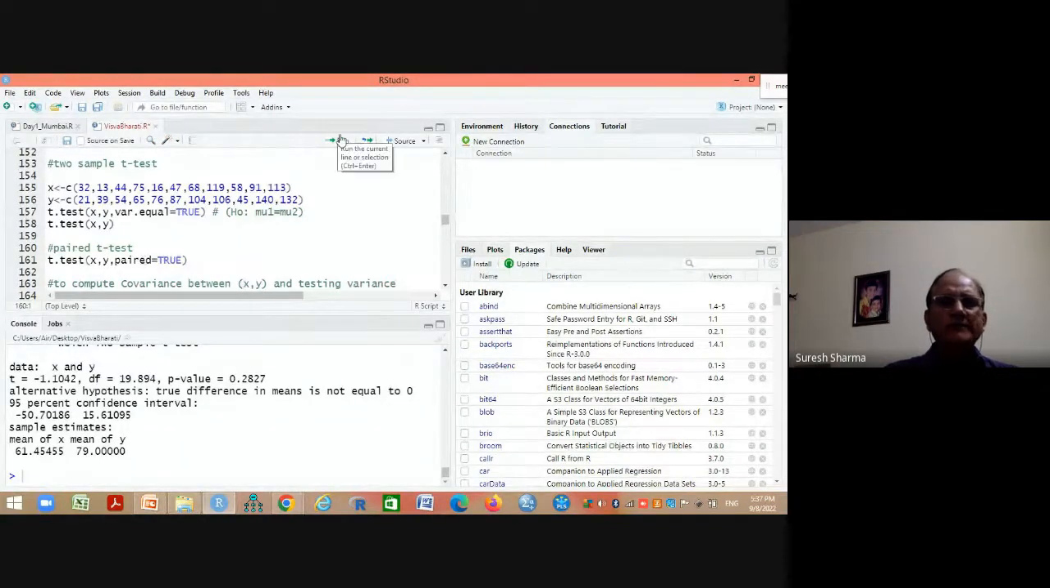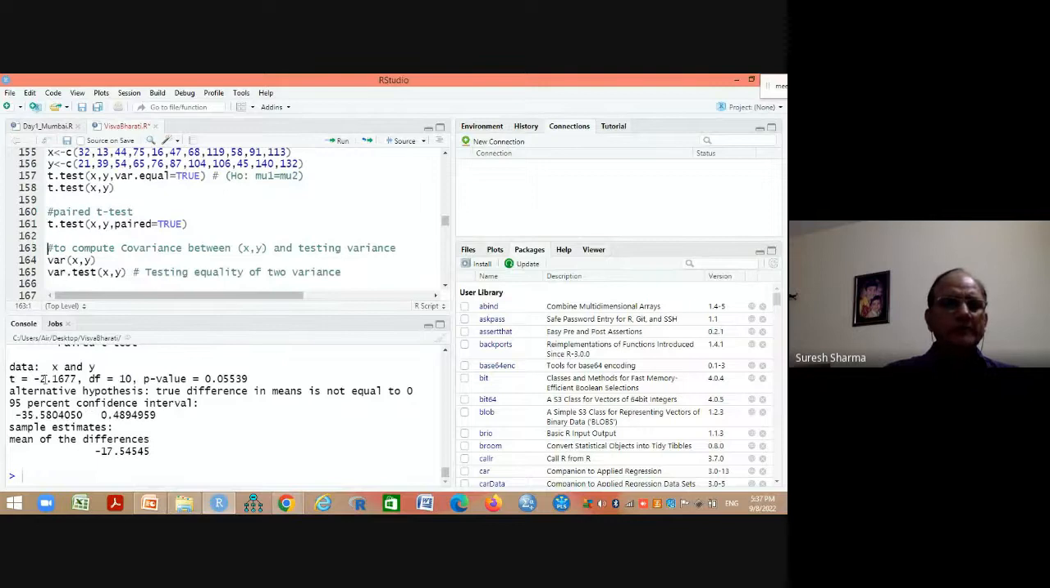So if you apply this, you will have the paired t-test problem. This is the t and this is the p-value. The p-value is 0.055. It's a borderline case, but greater than 0.05. A p-value greater than 0.05 means the result is non-significant. That means the medicine is not effective, right?